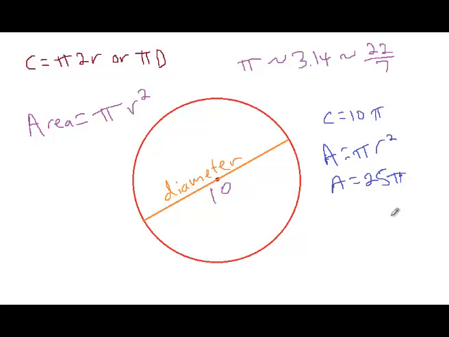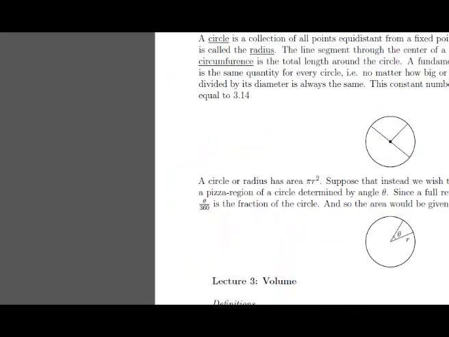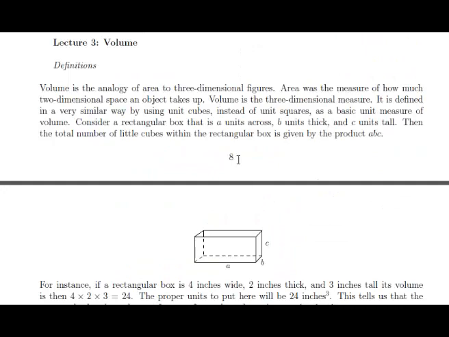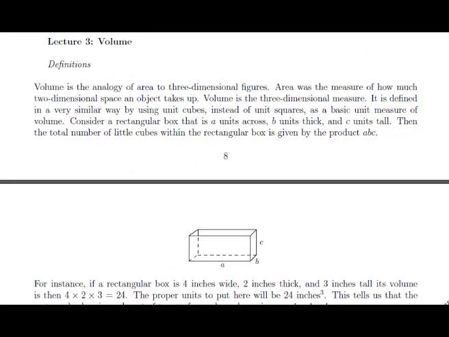Usually you can just leave your answer in terms of pi. You can just say 25 pi. If they ask you to the nearest hundredth or whatever it is, then do 3.14 times 25, and you'll get the answer that way. I'm not going to spend a lot of time on the volume chapter.